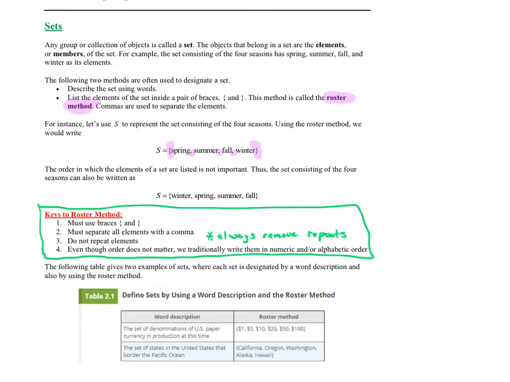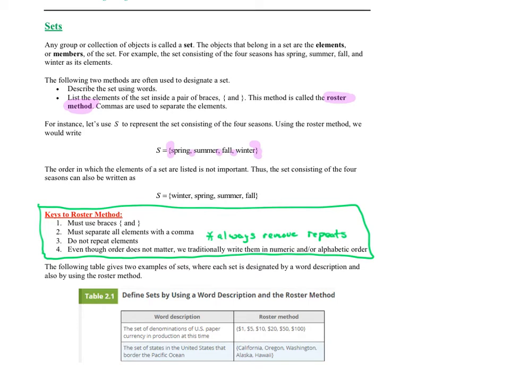And then number 4. We just heard that order doesn't matter, but even though order doesn't matter, please write them in numeric or alphabetical order. So if you have the numbers 1, 2, 3, write it as 1, 2, 3, even though that's the exact same set as 2, 3, 1. We want to write it in order so we can more easily compare our answers to one another. Likewise with letters, if you have B, D, and E, please write them in alphabetical order. Don't write it as D, B, E. Even though it doesn't matter, it helps us visualize it, compare it, and check our answers.